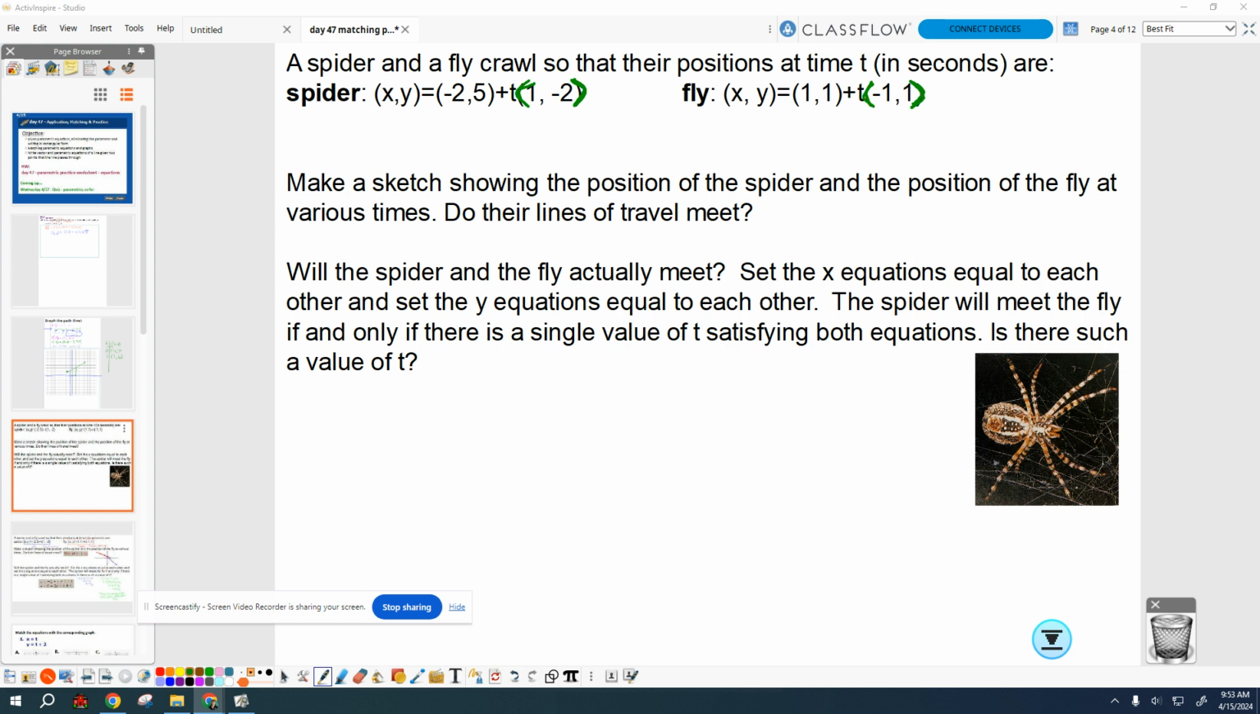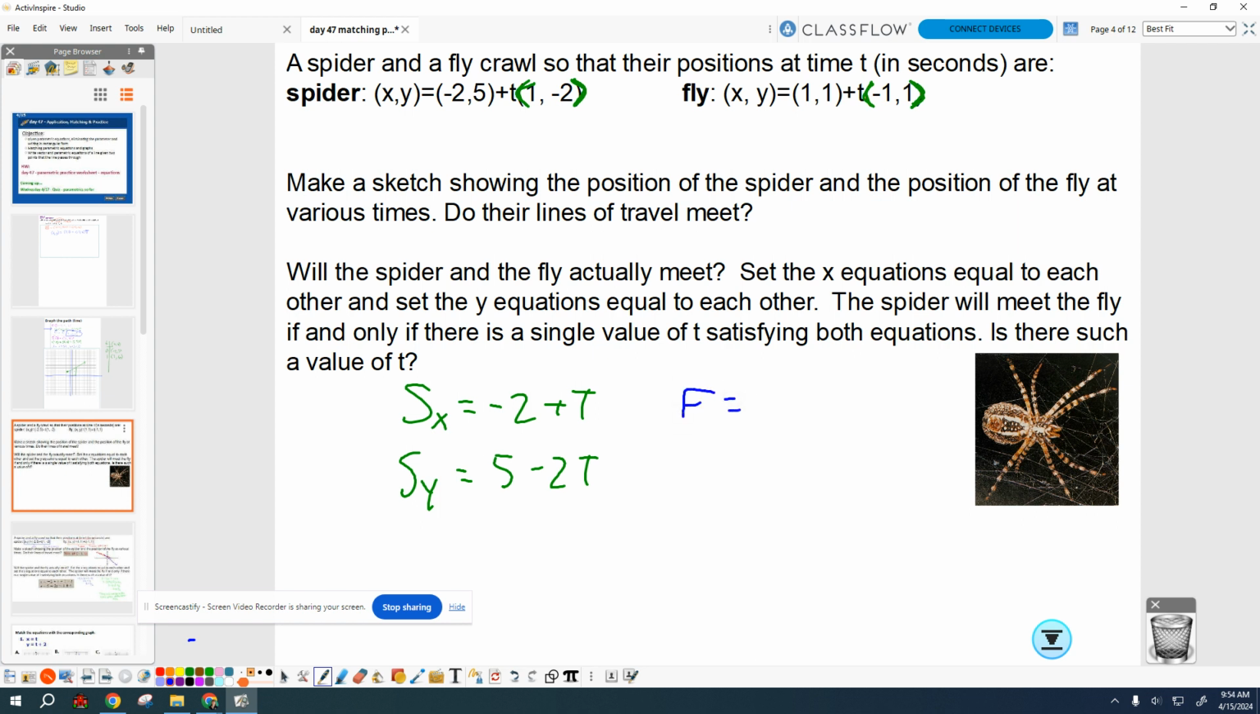I need math to help us. So, William said the spider's X vector is -2 plus T, and the spider's Y vector is 5. You are being recorded. Just letting you know. So the spider's X value and the spider's Y value.